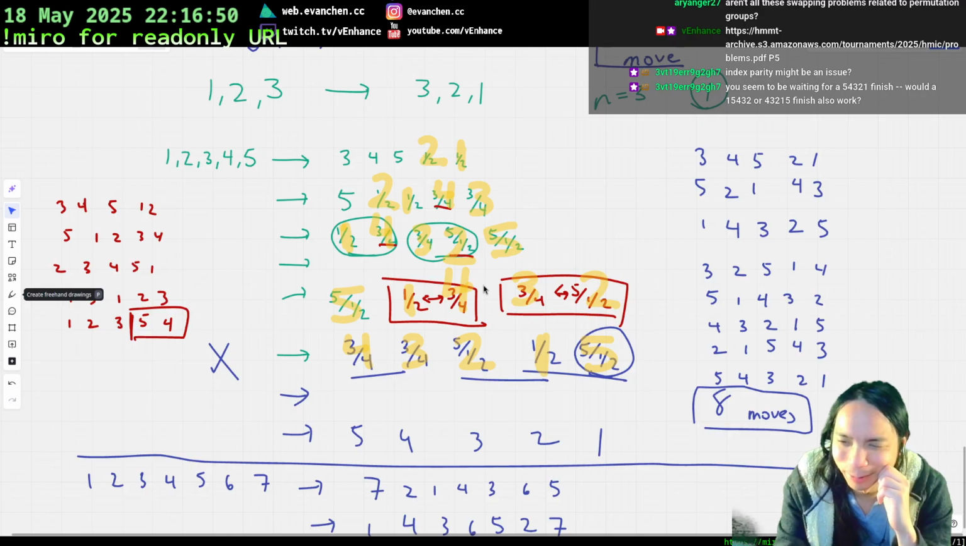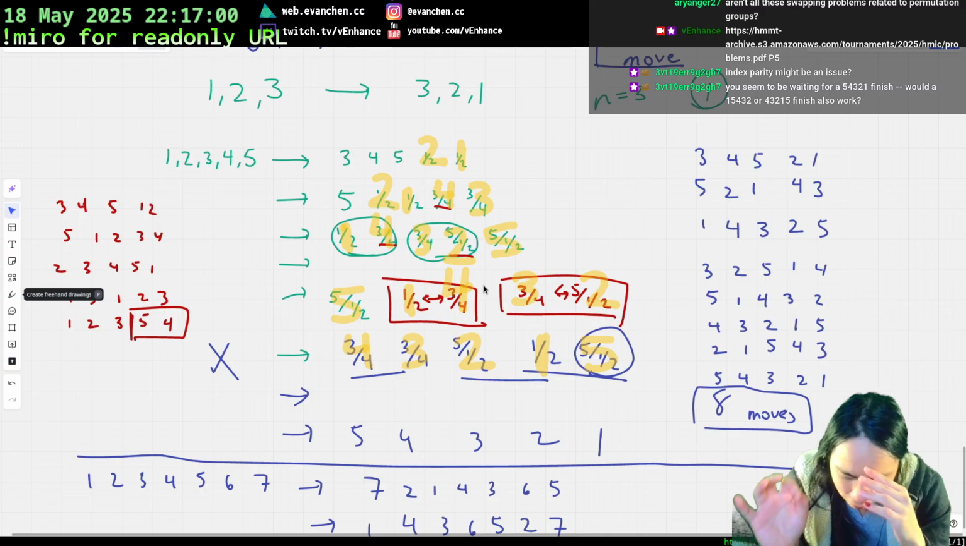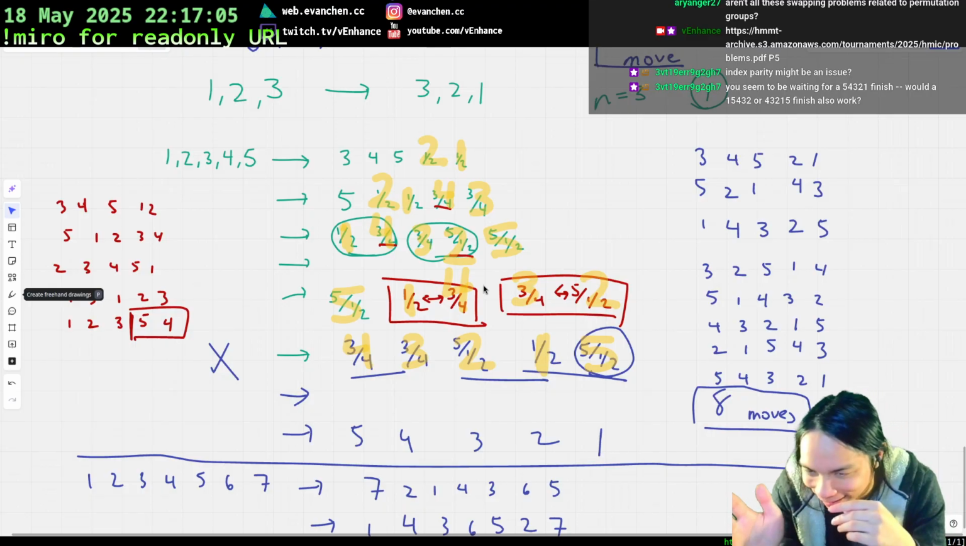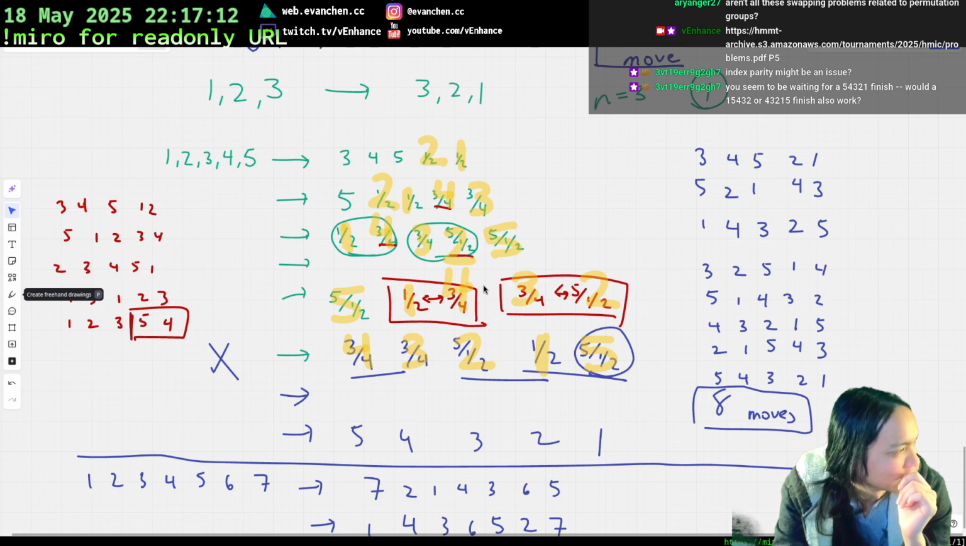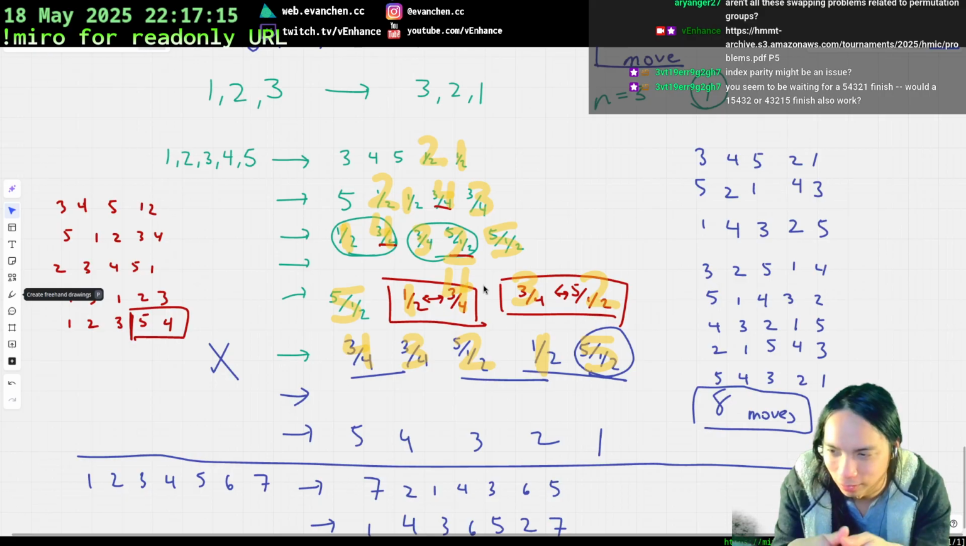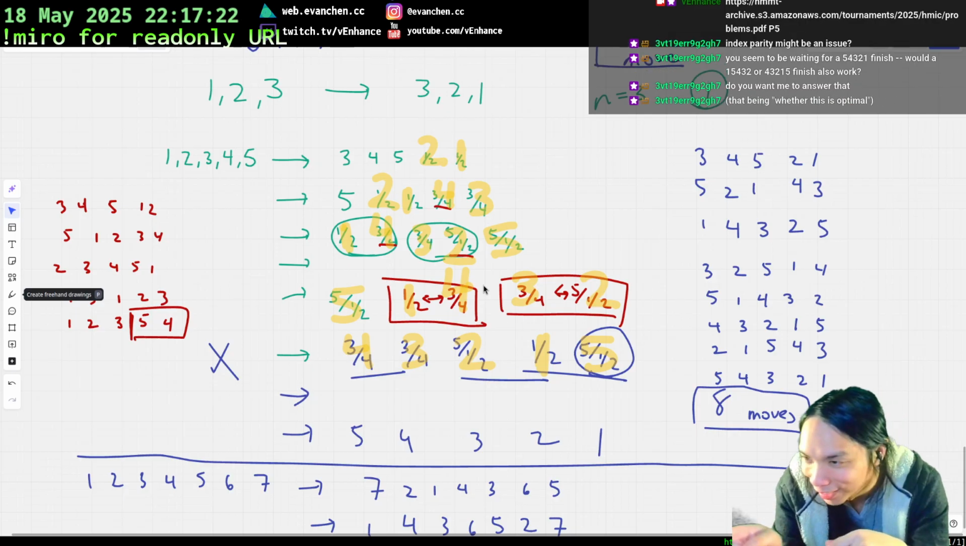Wait, sorry, did I say something wrong? My claim right now is that I thought I did all the cases for n equals 5 and concluded this is the unique way to do it in 8 moves. Am I mistaken? Because I don't think you can do it faster, right? And I also think this is the only way to do it in 8. If either of those assertions is wrong, that would be really good to know, because then I have to figure out where I made a mistake.